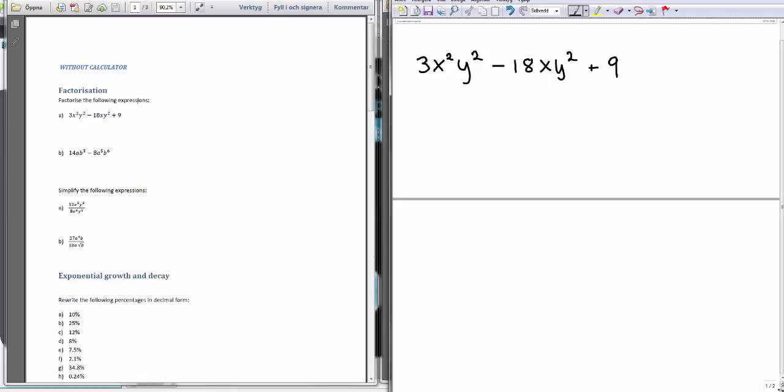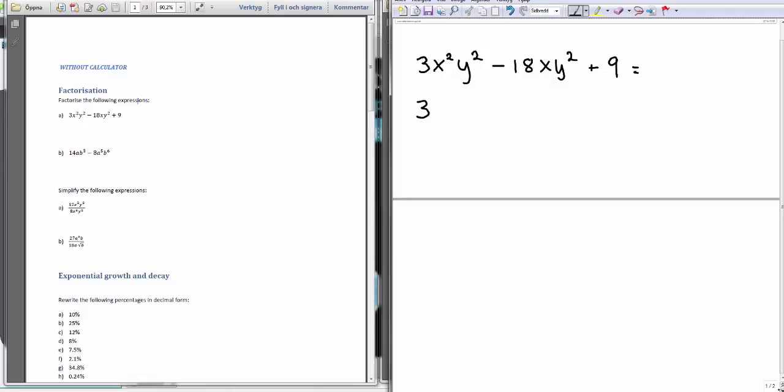So what's the highest common factor? Well, there's no higher factor than 3 in 3, so that's going to be kind of our upper limit. Let's see if we can find a 3 in minus 18. And of course we do. 3 times minus 6 is minus 18, and then 3 times 3 is 9. So we can write this as 3, and then we have to look at the x's and the y's.